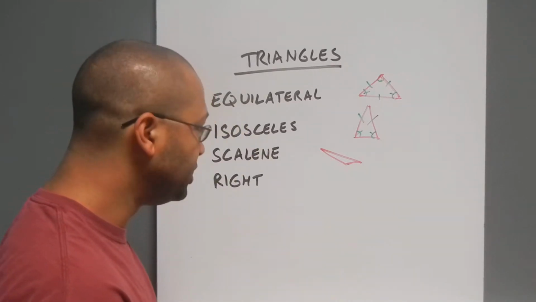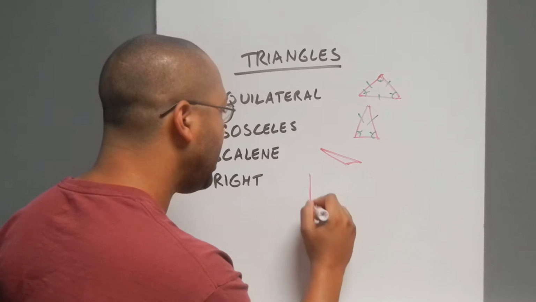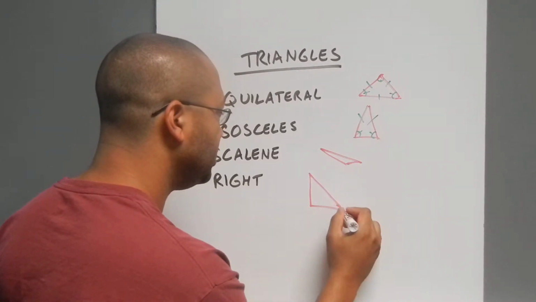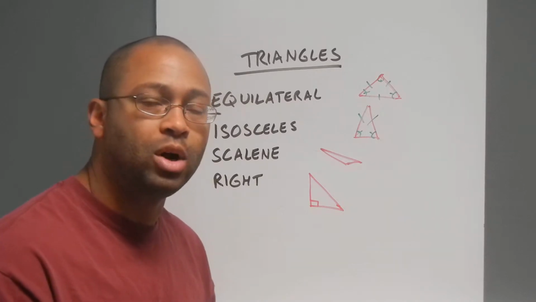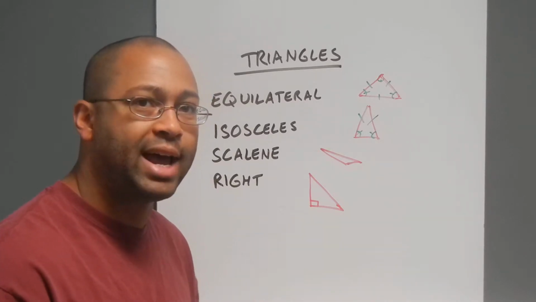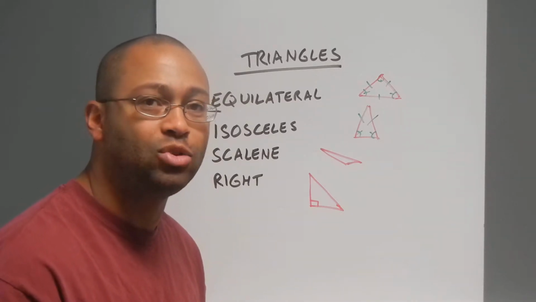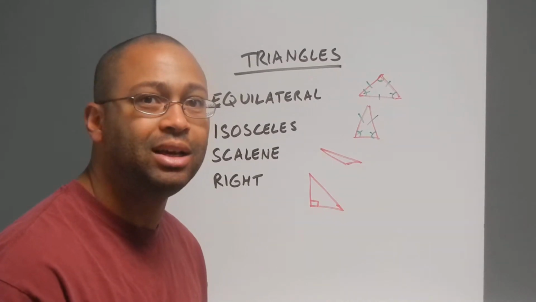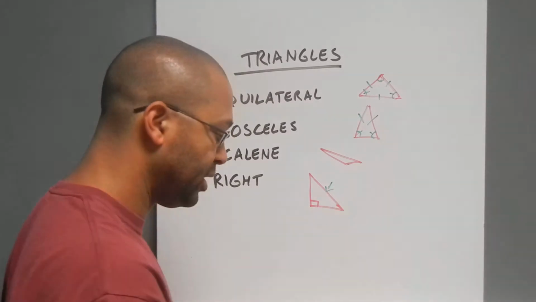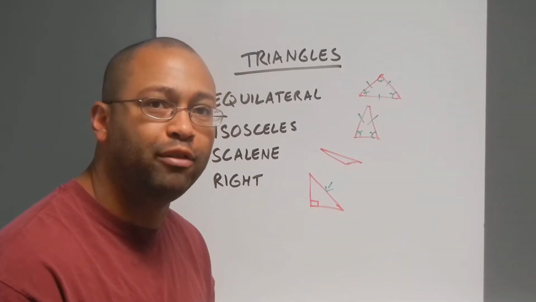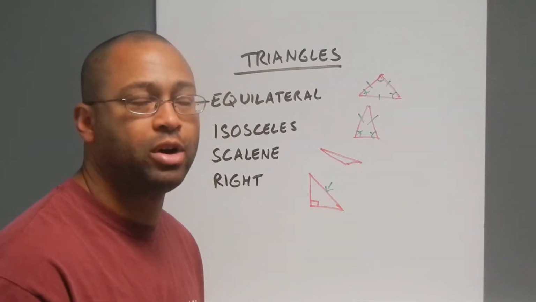Now a right triangle is different. It has one angle that measures 90 degrees. The one good thing to know about a right triangle is that it has a hypotenuse. That's the hypotenuse. It's the line opposite the right angle of a right triangle.